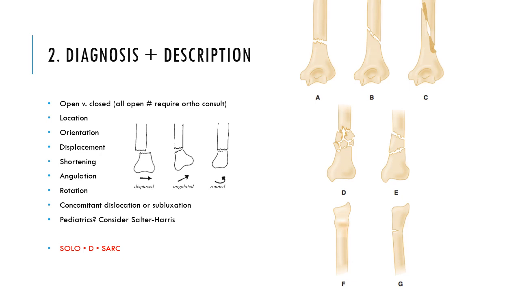displacement, which is how the pieces sit relative to each other, not considering angulation, depicted on the small picture to the right here, shortening, are the pieces overlapping, angulation, which is exactly how it sounds, rotational, which can be hard to evaluate, and concomitant subluxation, which is partial dislocation or dislocation itself.